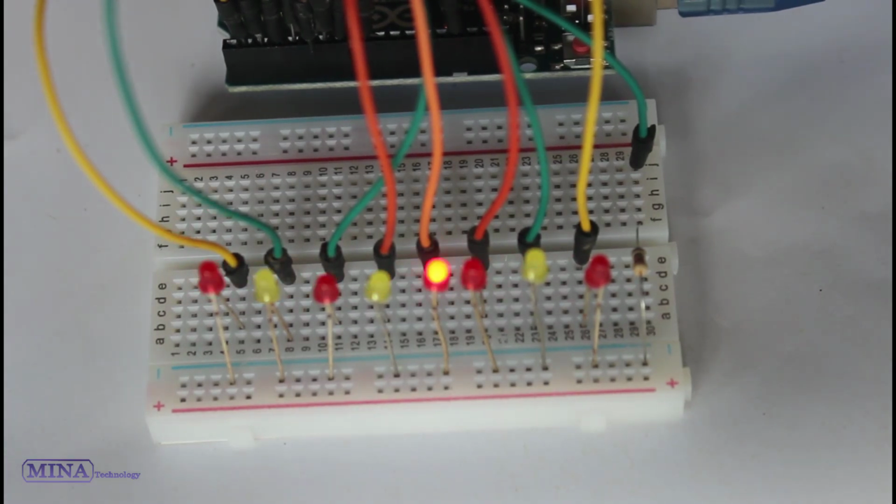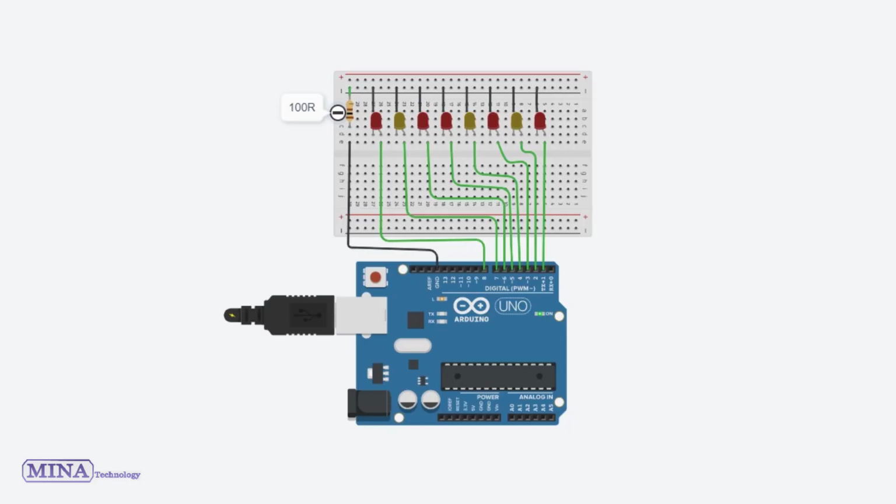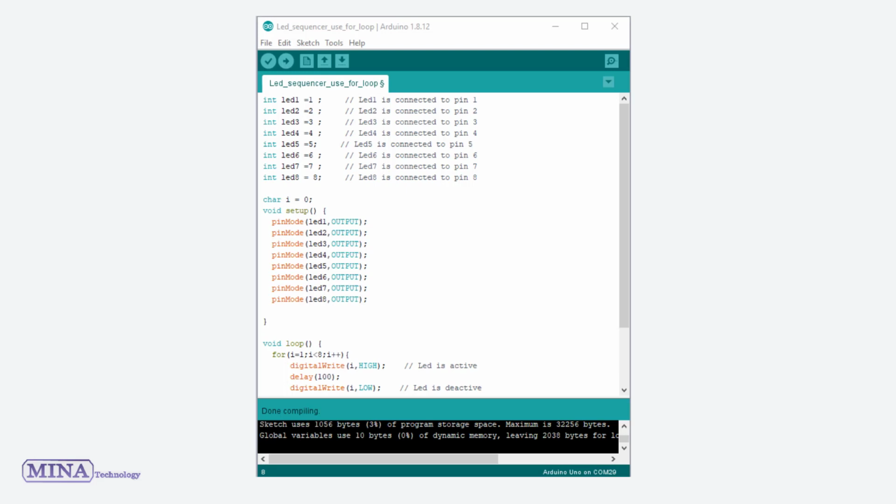In this Arduino tutorial, we will learn how to make an LED sequencer. Here we use 8 LEDs to turn on and off sequentially. The circuit diagram is very simple. The LEDs are sequentially connected to pins 1, 2, 3, 4, 5, 6, 7 and 8. Here we use a 100 ohm resistor to limit the LED forward current.